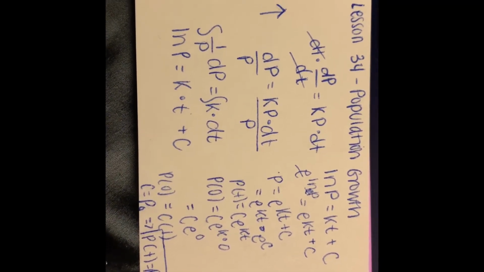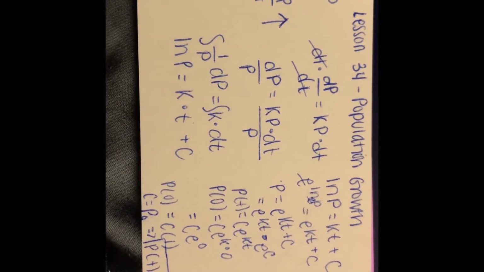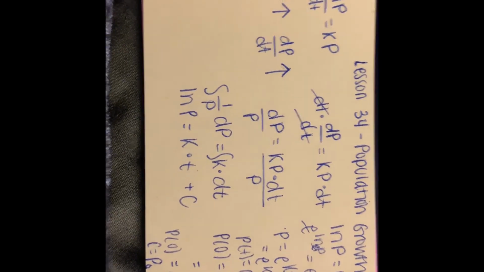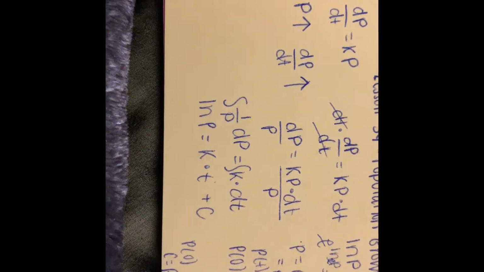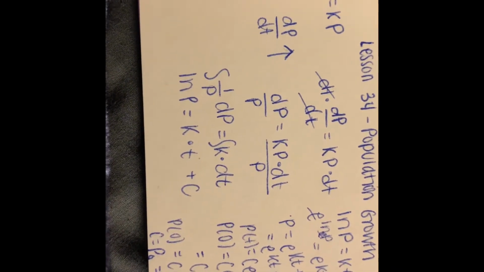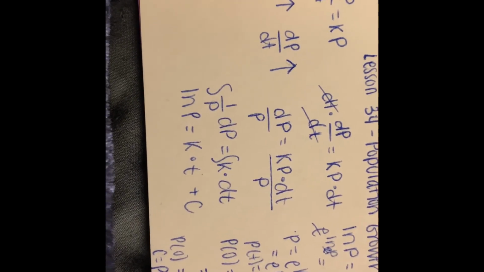I am briefing Lesson 34, population growth. The model of the law of natural growth, top left, is the expression that assumes the population grows at a rate proportional to the size of the population. The population growth rate is dP/dt, and that's how fast it is going at a given time.